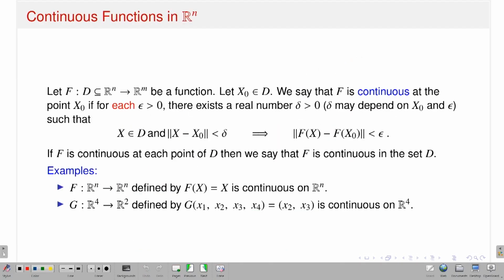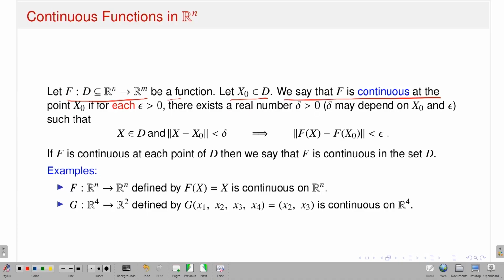Okay, so now let's see the notion of continuous functions of several variables. What I am doing here is considering a function f from some set D, a subset of R^n, to R^m. As I already told you, to talk about the continuity of f at some point, I need the value of f at that point. Therefore I have to start with a point which is inside the domain of the function f.